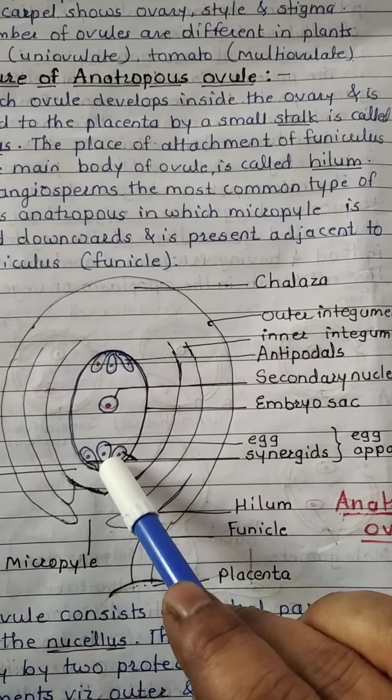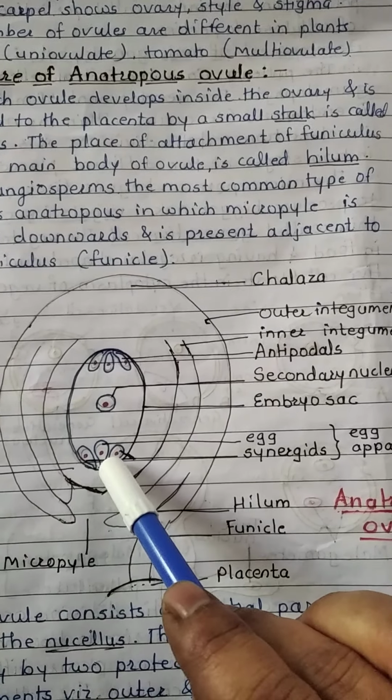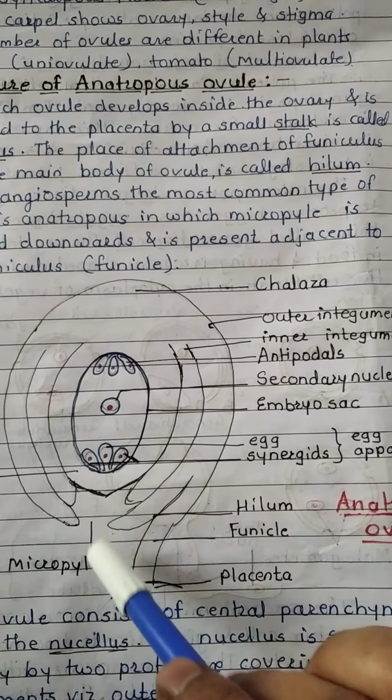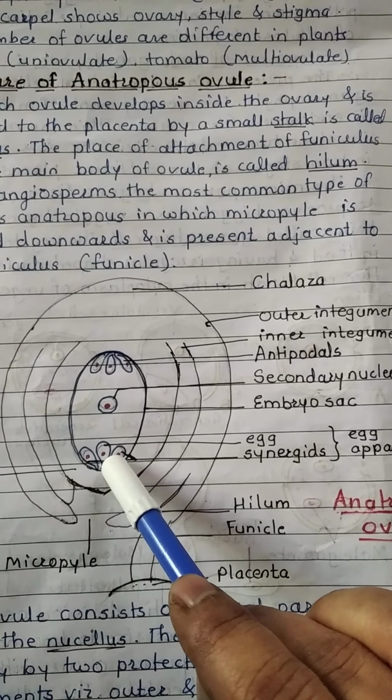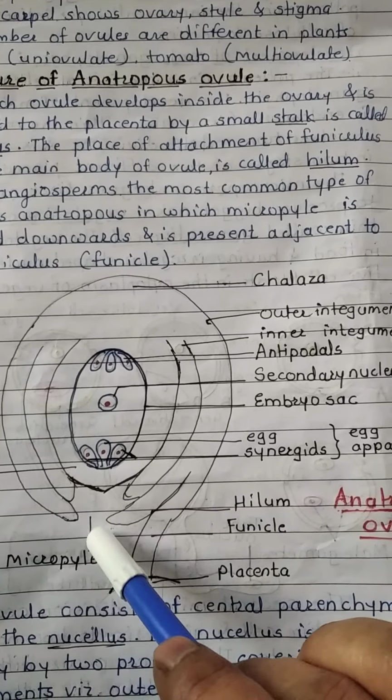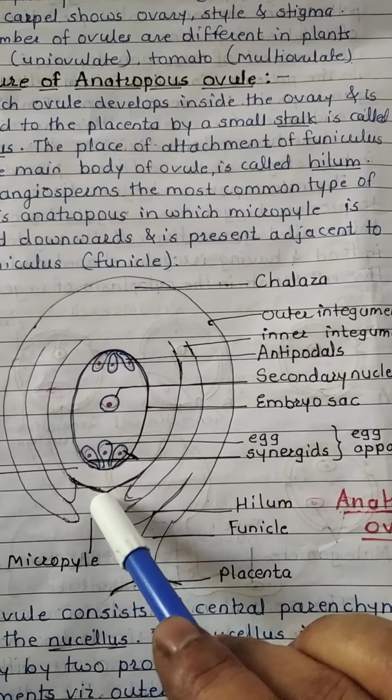And this egg cell of the female gametophyte later on converts into a zygote when it receives the male gamete from the pollen tube which enters from the micropylar end.